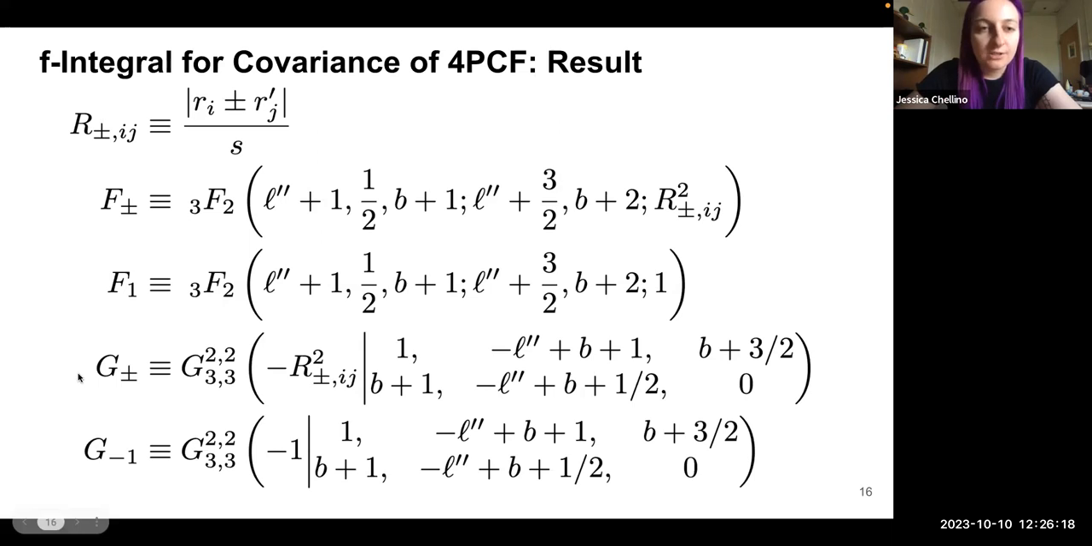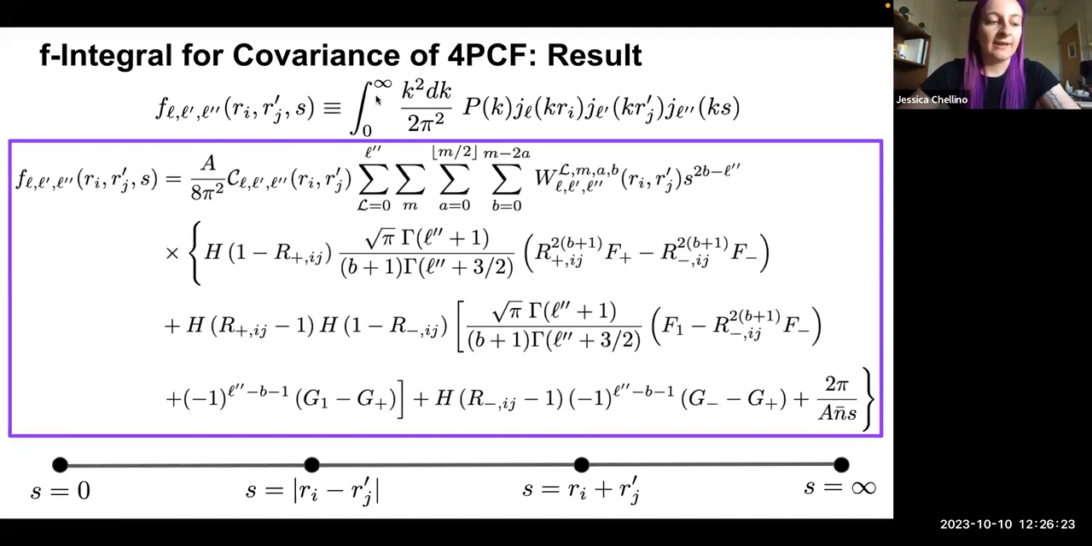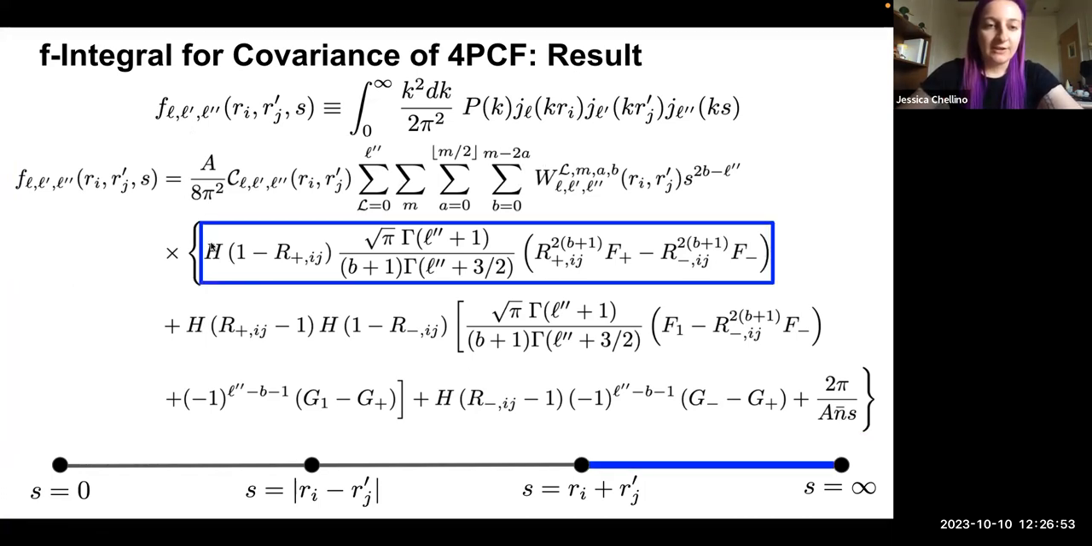Now, with these definitions, we can go to the result for the F integral. So the F integral, again, is defined in this first line. The result for this F integral using our model power spectrum is shown in this purple boxed equation. So you can see that we have 4 summations, but they're all finite summations. We also have different Heavisides, which are given by H. We have defined the Heavisides here so that they are only non-zero if the first argument is greater than the second argument.